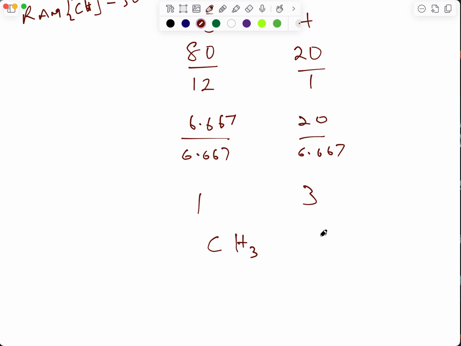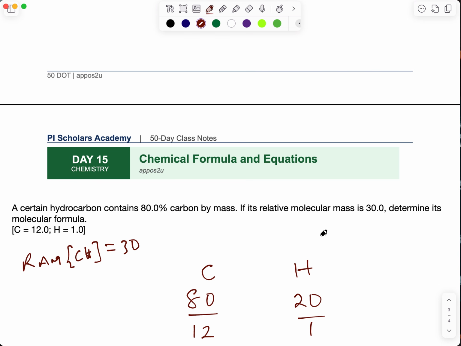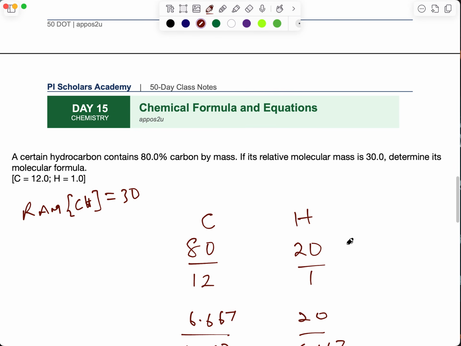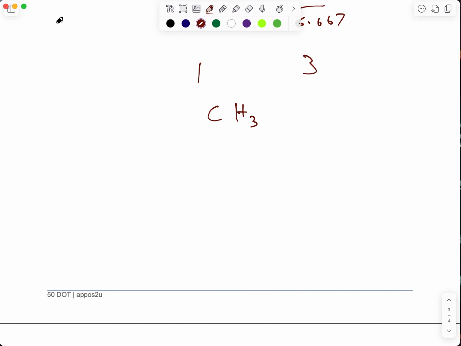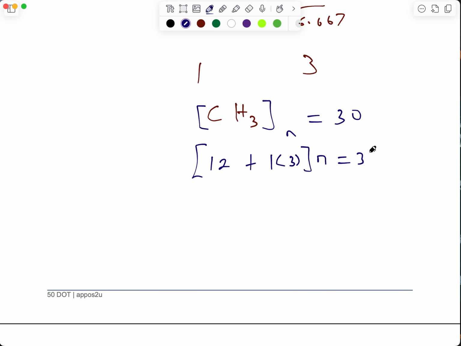So if this is CH3, and we're told that the relative molecular mass of this is 30, therefore, find the actual formula. So all we have to do is place n outside, and then we try to equate this to 30. So carbon is 12 plus hydrogen is 1, but we have 3 of it there, so that's 1 times 3. So everything multiplied by n equals 30. So here we have 12 plus 3, that's going to be 15n equals 30. So that means that n equals 30 divided by 15, which is 2.